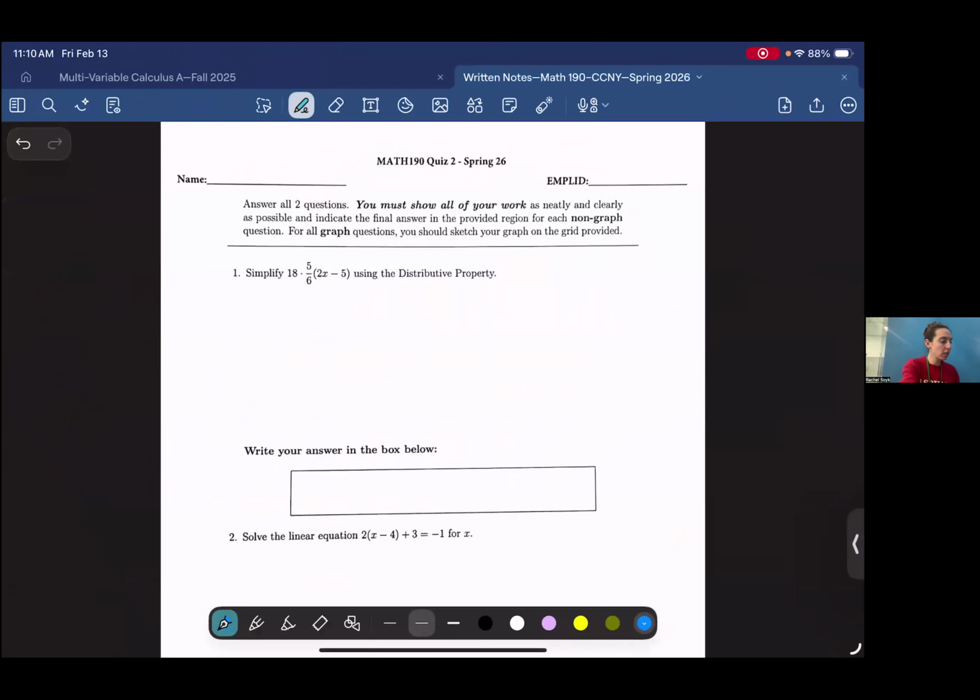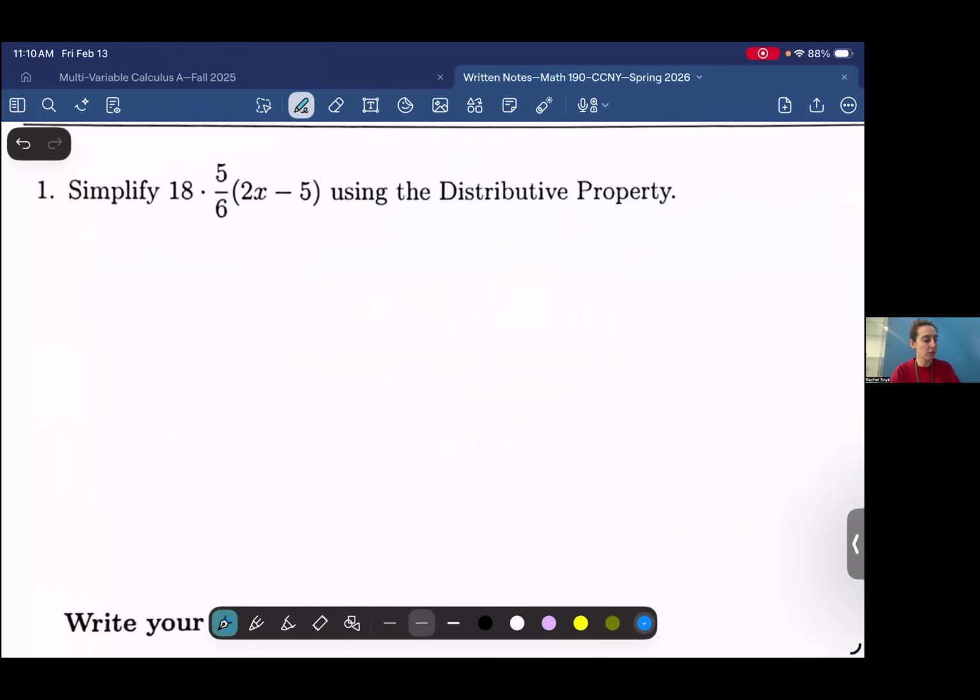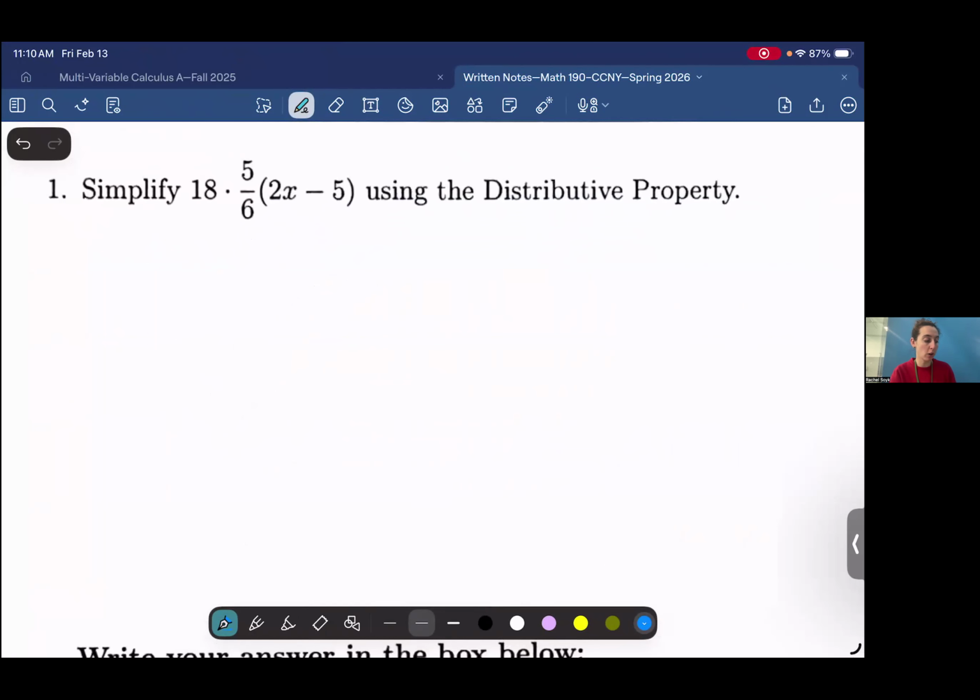Our first question is being able to simplify this problem by using our distributive property. So think about your number sense first. Notice how on the outside of the parentheses, we have 18 over 1 times 5 over 6. This could actually be simplified. 6 goes into 6 one time, and 6 goes into 18 3 times. So now when we multiply those fractions across, we get 3 times 5, which is just 15.